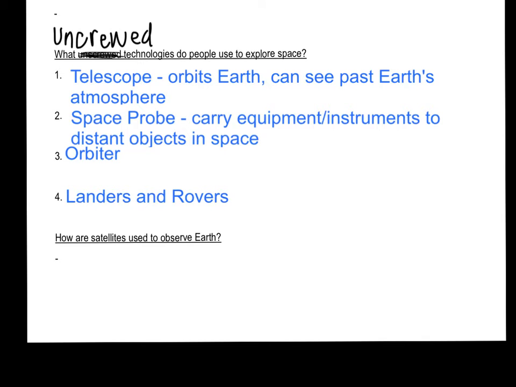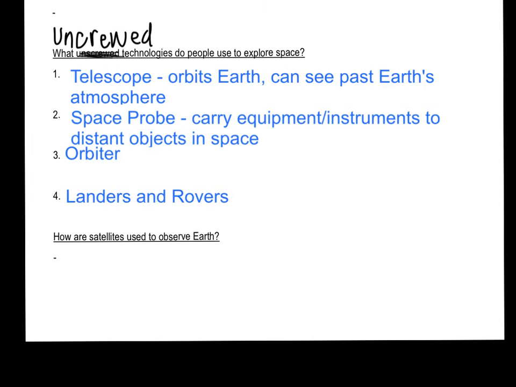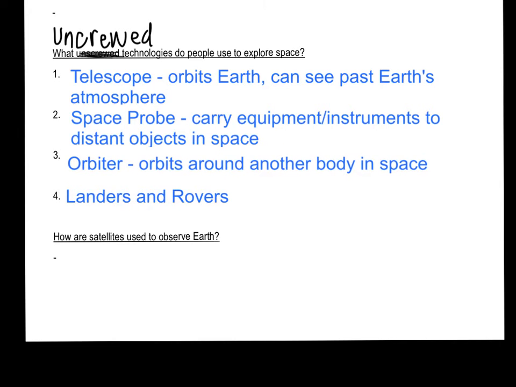The third one is called an orbiter. And as you probably guessed, orbiters orbit things, can orbit planets, they can orbit moons. So add to your notes, they orbit around another body in space. Orbiters are usually going to be for long-term study of an object.